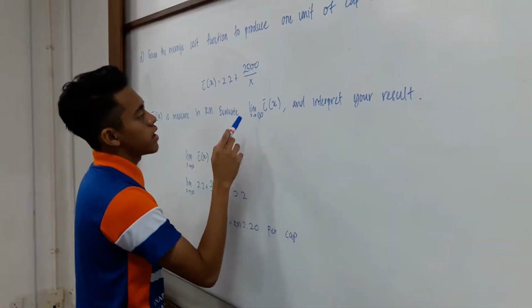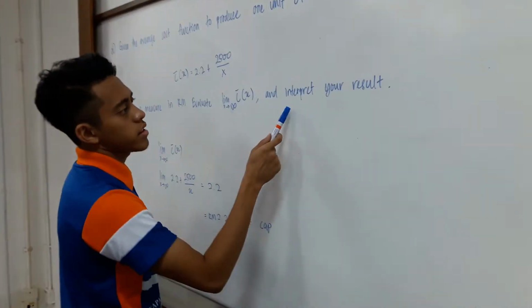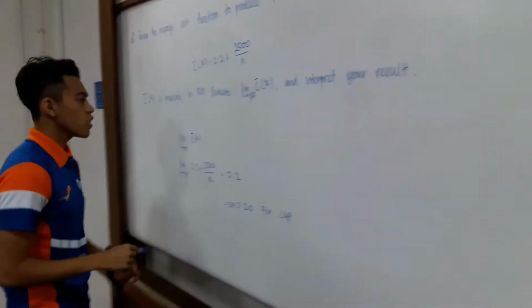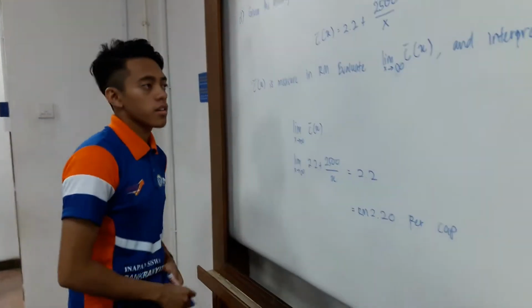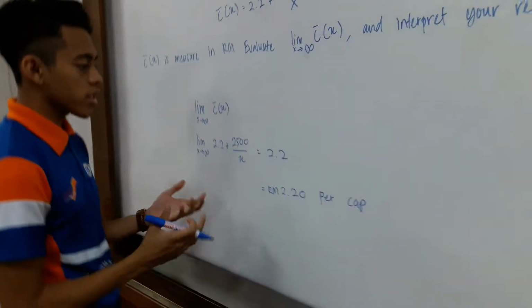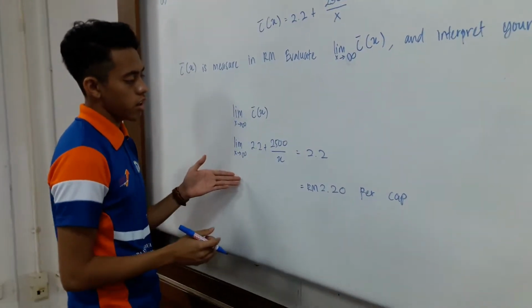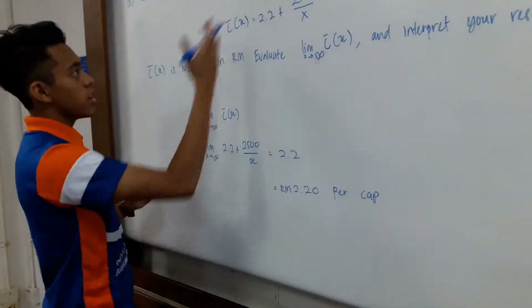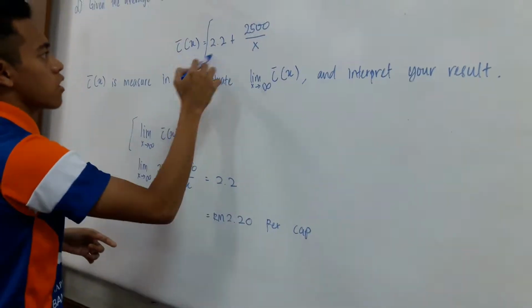Take the limit as x approaches infinity and interpret your result. This is actually a simple question, just like the first one we did. We just need to understand the theory to solve this infinity problem.